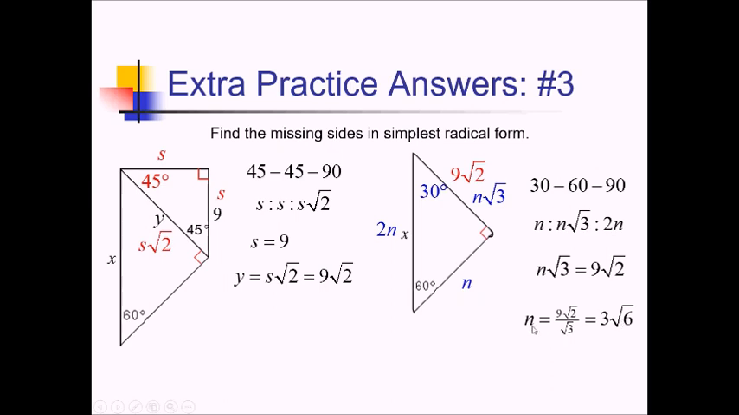Now let me go ahead and plug that back in to find the value of x. We saw up here that x is equivalent to 2n. Well, that means x is going to be 2 times 3 radical 6, which means x is going to be 6 radical 6.